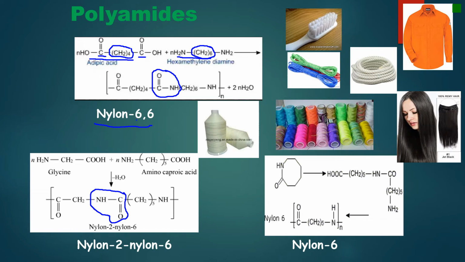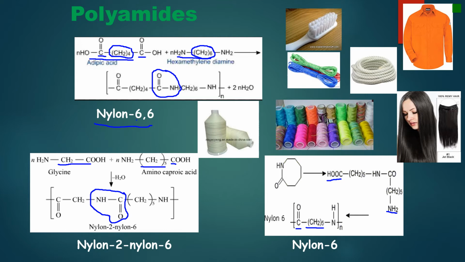We have nylon 2, 6. Of course, it means that one monomer has 2 carbon atoms and another one has 6 carbon atoms. We have nylon 6, which is a homopolymer, and it only has 6 carbons. These are 5, and this is another one to make 6 carbons. It results from an amino acid, as you can see, with a carboxylic acid functional group and an amine functional group.